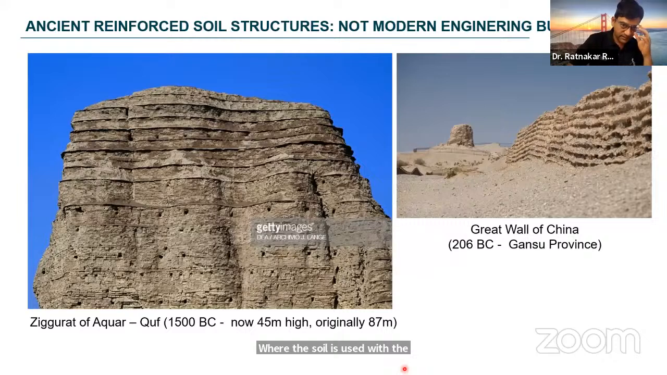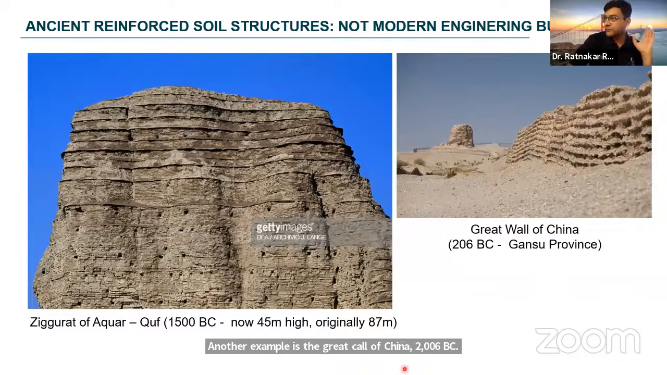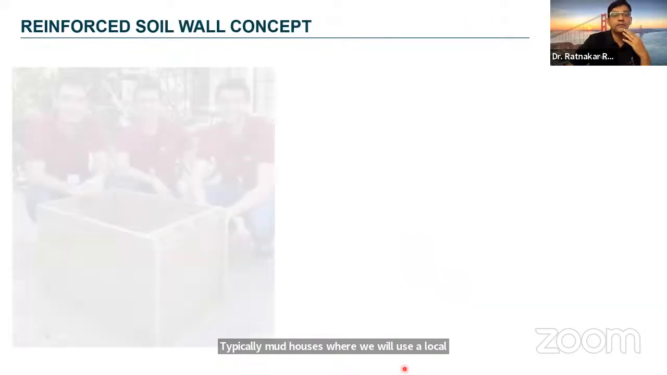Another example is the Great Wall of China, 2006 BC. And in India, we know reinforced soil from even before that. If you see the old houses built in the rural areas, typically mud houses, where we use local vegetation to build houses, that's nothing but the reinforced soil concept.